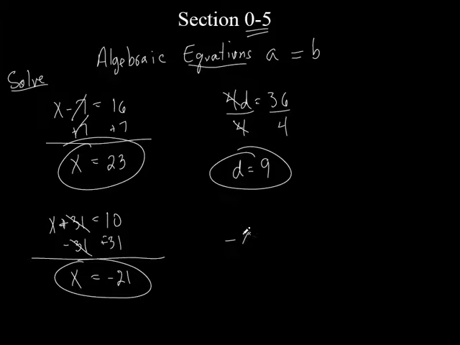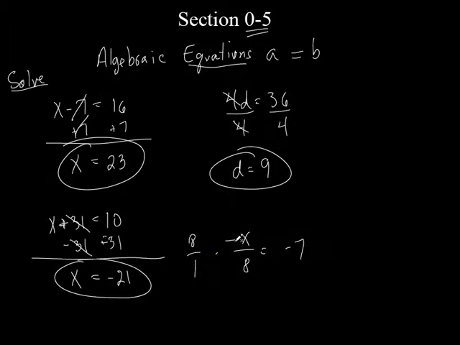Let's do one more. Look, what is this 8? Forget the negative right now. What is that 8 doing to that x? Dividing. What's the opposite of dividing? Multiplying. So watch what we do. We multiply by what? An 8. That'll get rid of the 8.